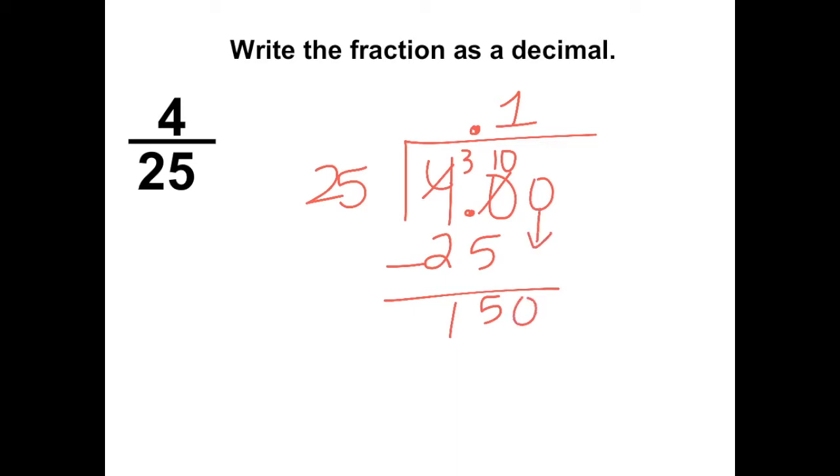25 goes into 150 6 times, which equals 150. So 4 over 25 is equal to 0.16.